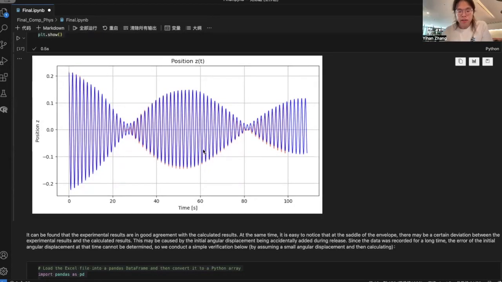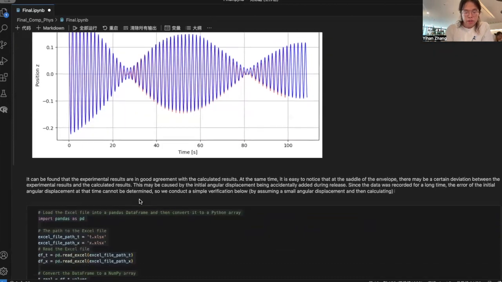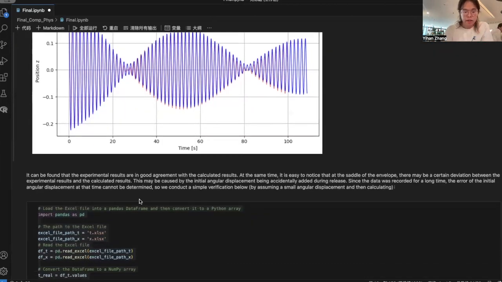It can be found that the experimental results are in good agreement with the calculated results. At the same time, it's easy to notice that at the center of the envelope, there may be a certain deviation between the experimental results and the calculated results. This may be caused by an initial angular displacement being accidentally added during the release. Since the data was recorded for a long time, the error of the initial angular displacement at that time cannot be determined. So we conduct a simple verification below by assuming a small angular displacement and then calculating.